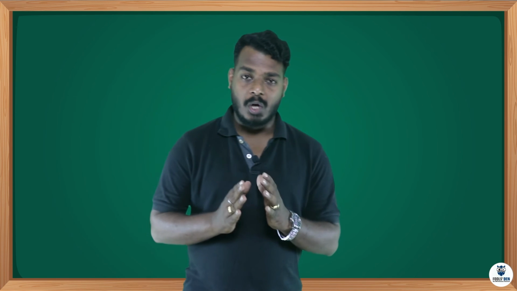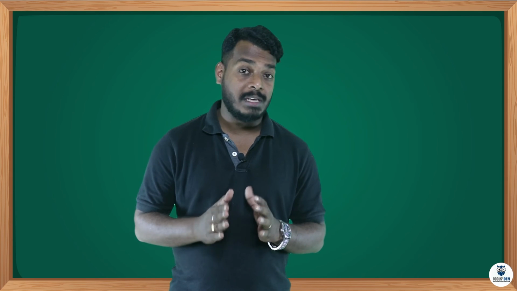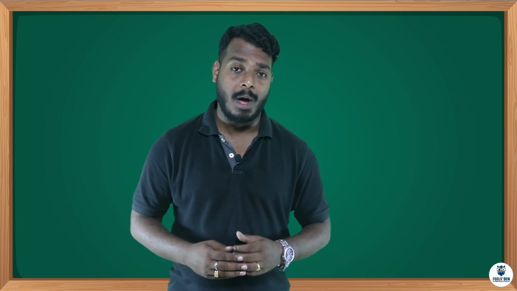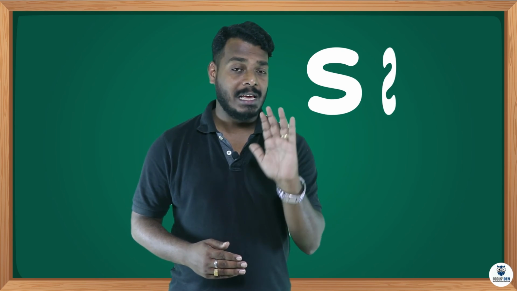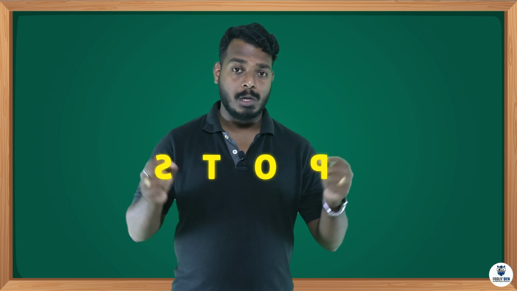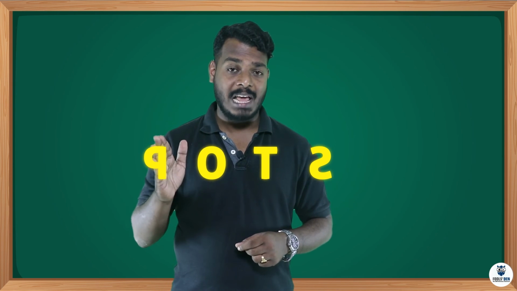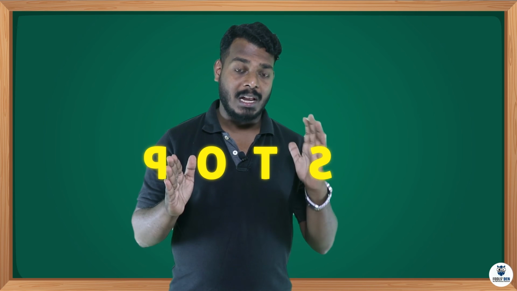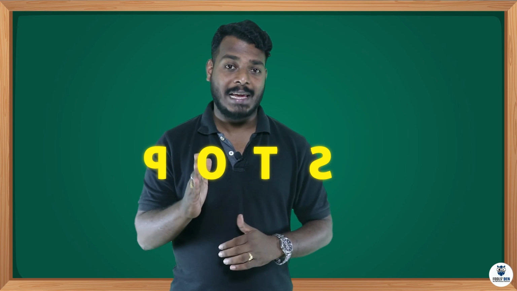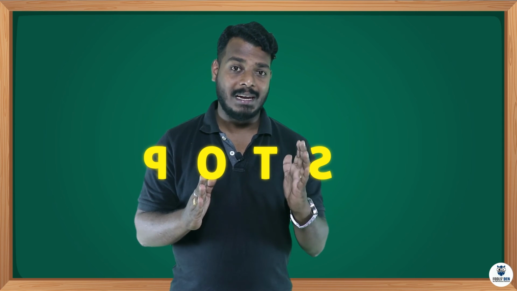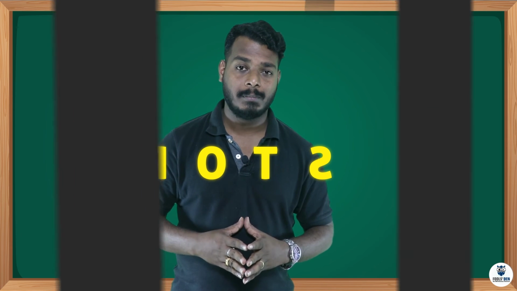So, in solving mirror images of words, always remember there are two steps. Step number one, you have to flip every single alphabet, and also you have to flip the complete word. That is, the first alphabet goes to the last, the last comes to the first, the second goes to second last, the second last comes to second, and so on.